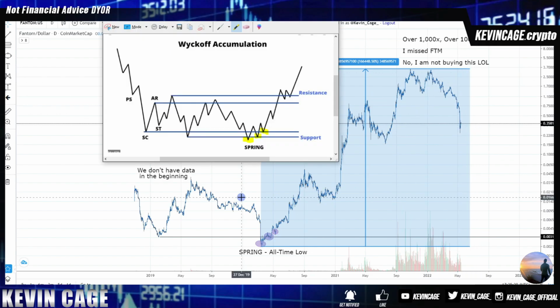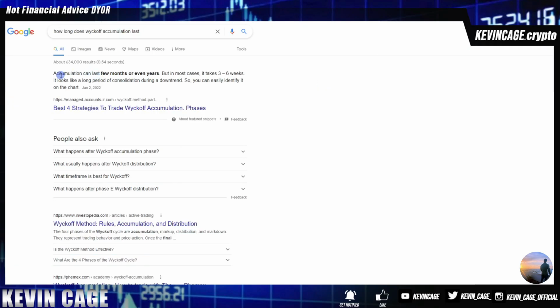Now, accumulation and distribution are phases, guys. Accumulation can usually happen for 3 to 6 weeks, but in some cases, and especially for crypto, this can last for months or even years. As you can see, accumulation can last a few months or even years, but in most cases, 3 to 6 weeks. Now, I've studied crypto, I look at the accumulation and distribution phases, highly recommend doing so.